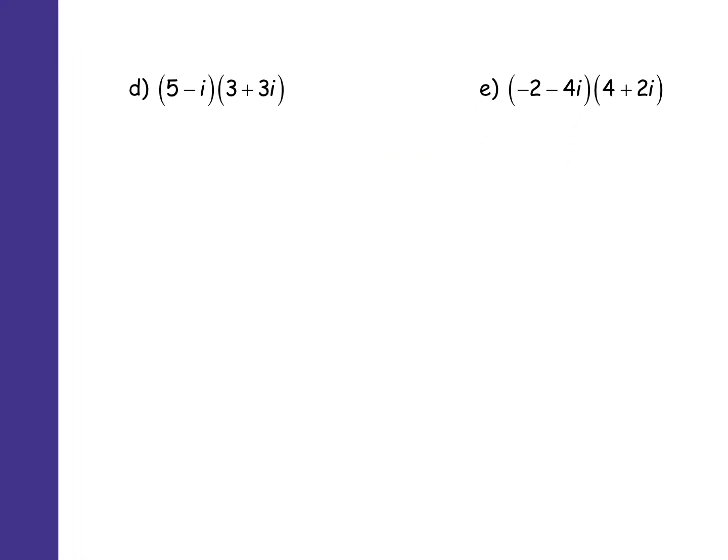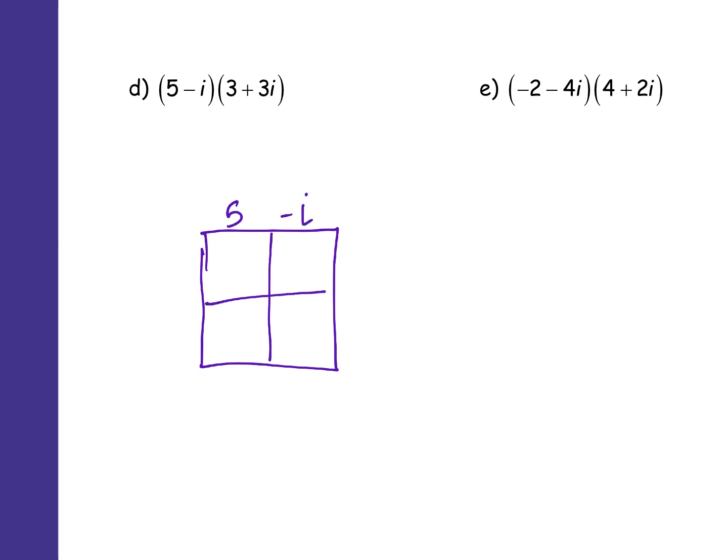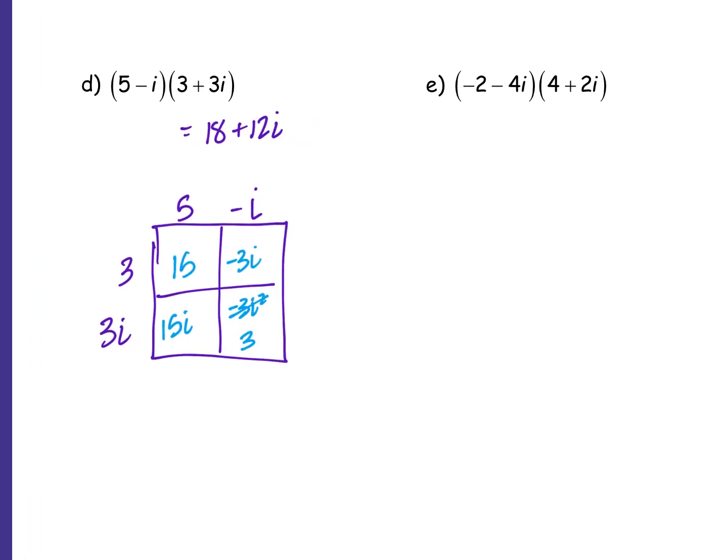So D is, again, I'm just going to use the little box here. I've got 5 minus i and 3 plus 3i. So 15 minus 3i, 15i, and negative 3i squared, which becomes positive 3. So my answer should be 18 plus 12i. Okay. And then, any questions on that one?